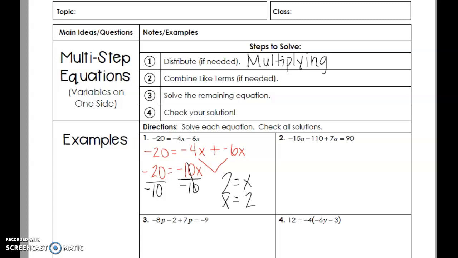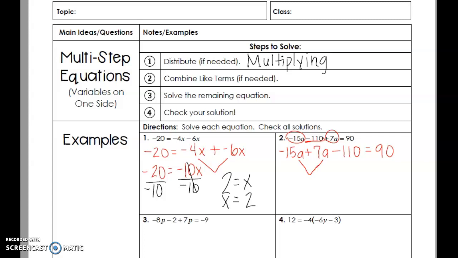As you can see, this problem does not have distribution, so we can combine like terms. I'm going to rewrite my problem with my like terms. So I have negative 15a plus 7a minus 110 equals 90. So again, I have my negative 15a plus 7a minus 110 equals 90. I can combine like terms.